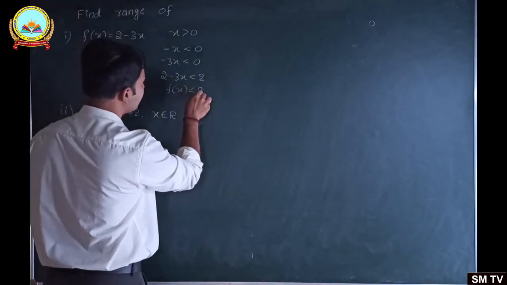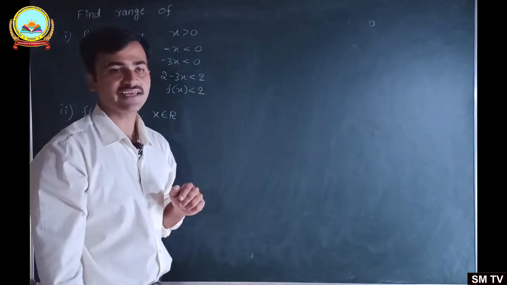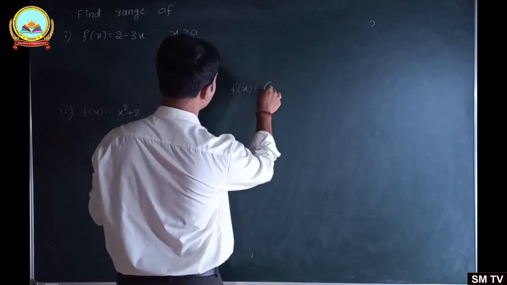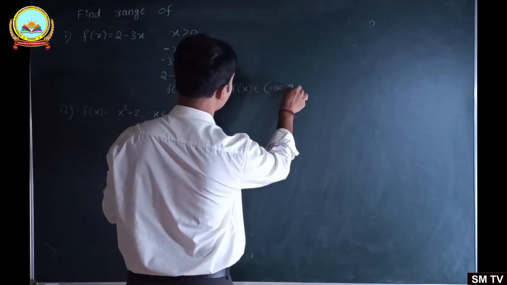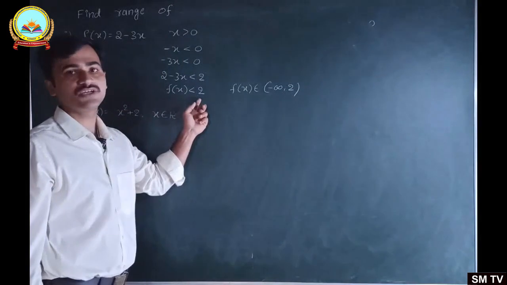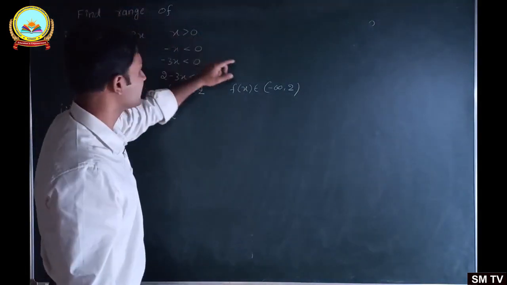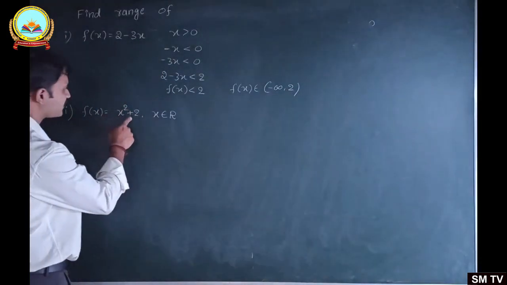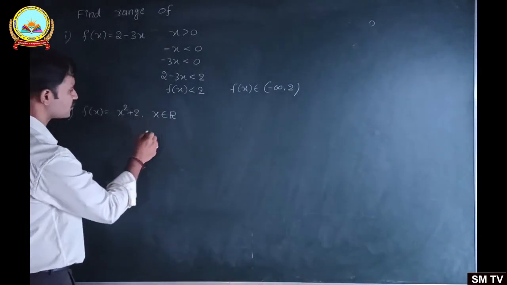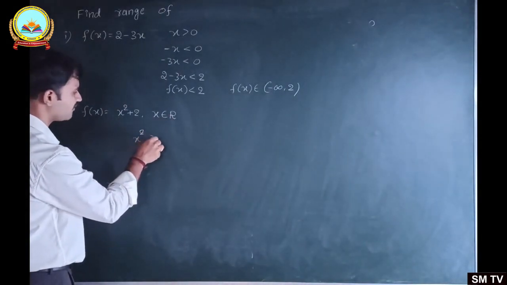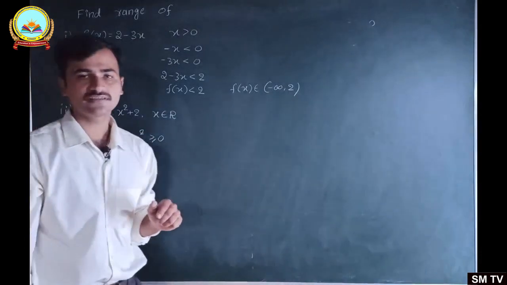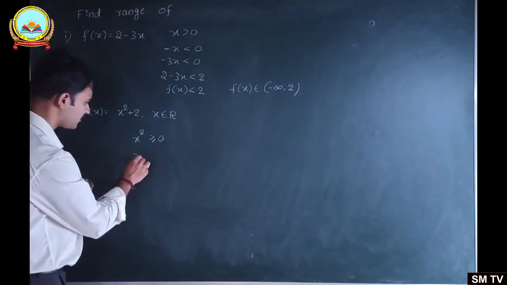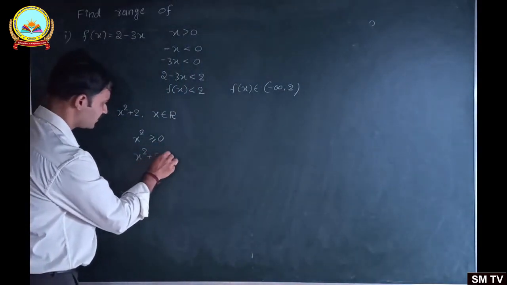Then minus 3x is less than 3 into 0, it becomes 0 itself. Then for 2 minus 3x, adding 2 on both sides, 2 minus 3x is less than 2. Therefore 2 minus 3x, which is nothing but f of x, is less than 2. So f of x belongs to minus infinity to open interval 2. Therefore the range of this function is minus infinity to 2.